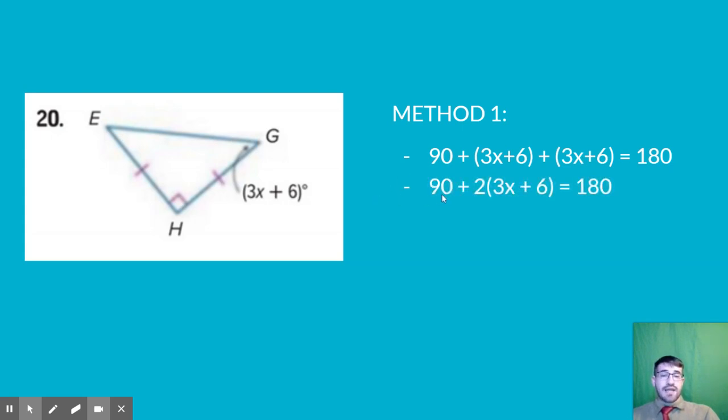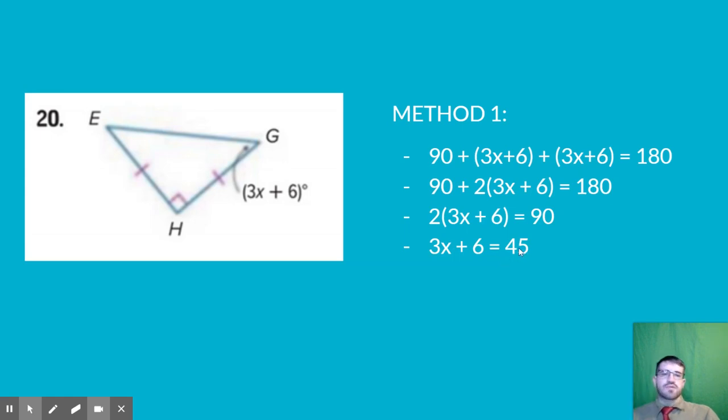Do some algebra, we get 90 plus 2 times the quantity of 3x plus 6, or you could alternatively write 90 plus 6x plus 12 equals 180. I combine like terms here. I'm sorry, I subtracted 90 from both sides, and we're left with 2 times 3x plus 6 equals 90. Dividing through by 2 gives us 3x plus 6 equals 45.